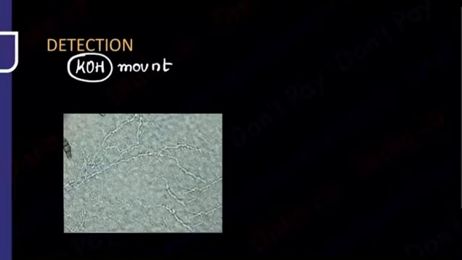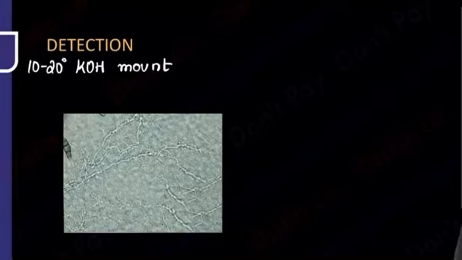First and foremost, what is KOH? KOH is not any stain. It's not any pink, blue, green color stain. KOH is potassium hydroxide. And how much percentage am I using? I'm using 10 to 20% of potassium hydroxide. Why am I using this? And I can see the picture also. I'm not getting any color. It's a totally transparent kind of a slide.